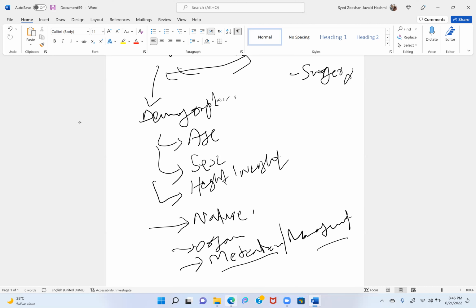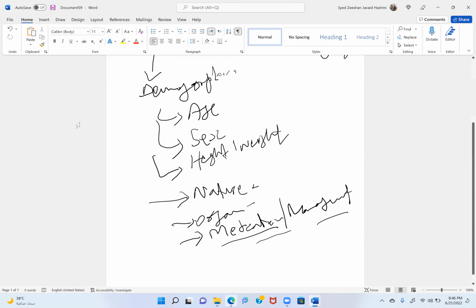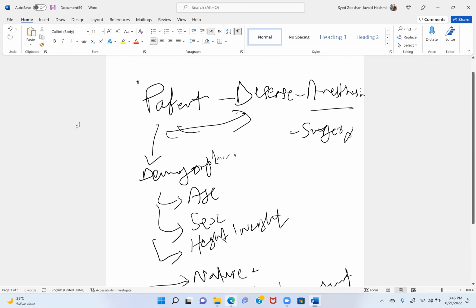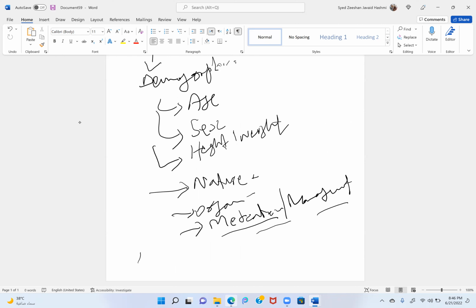So one will be systemic involvement, what is the nature of the disease, and one is the medication or management the patient is taking. So this will be related to the disease. And anesthesia related, I told you the first question will be GA versus regional anesthesia versus combination. This will be one thing. In regional, the central neuraxial block or compartment block or peripheral nerve block.